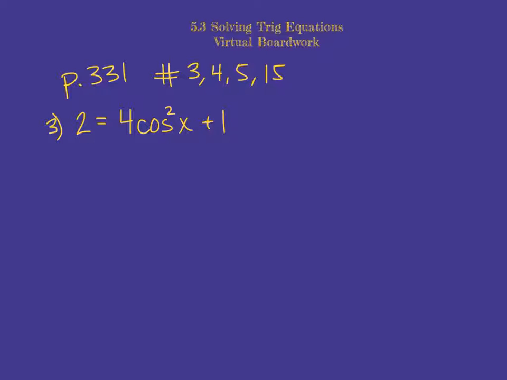Okay, so we're asked to solve the first 3 here, not on any particular interval. Number 15 is on the interval from 0 to 2 pi. It is good if you have your unit circle with you right now so you can reference it. Okay, we want to get cosine of x by itself. So in order to do that, we'll have to subtract 1 from both sides and then divide by 4.